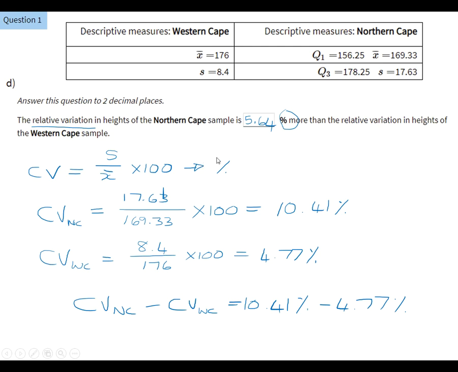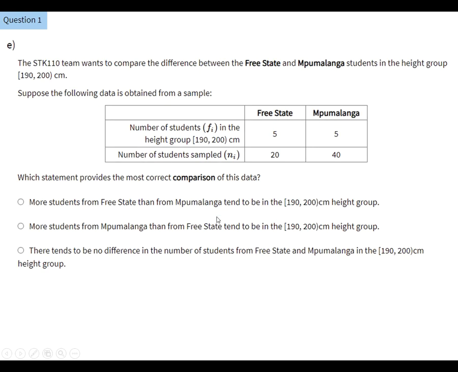Now, our next question is again testing whether you know about comparisons between different provinces. Here I've used Free State and Mpumalanga. Let's say we're only interested in comparing people in this specific height category, people between 1.9 and 2 meters tall. Your first important thing to notice is that our sample sizes are different for these two provinces. The moment you see that, you should realize that you cannot directly compare these frequencies with each other, because we don't have the same number of people in each of these provinces.